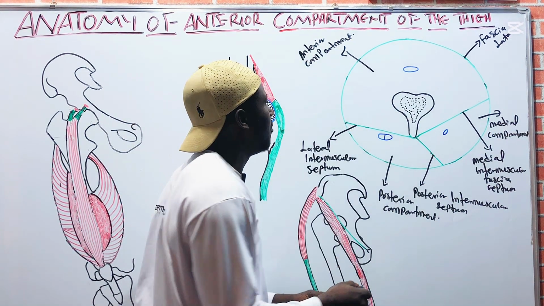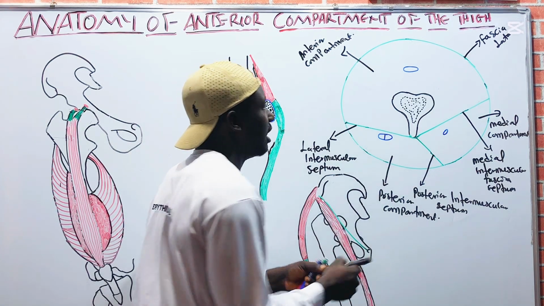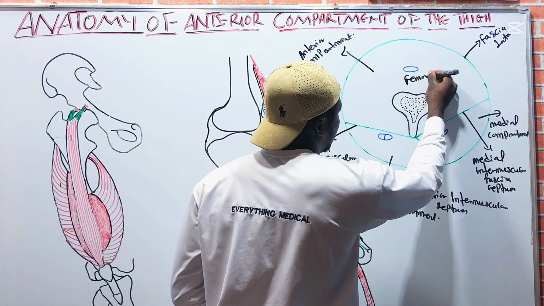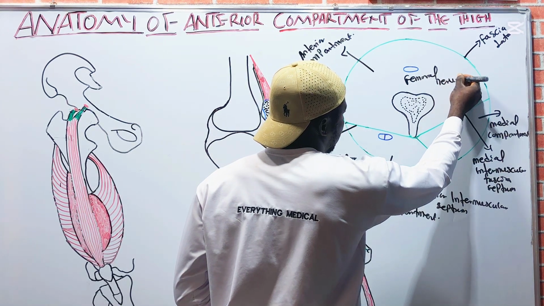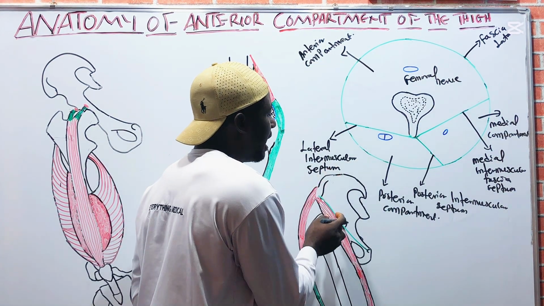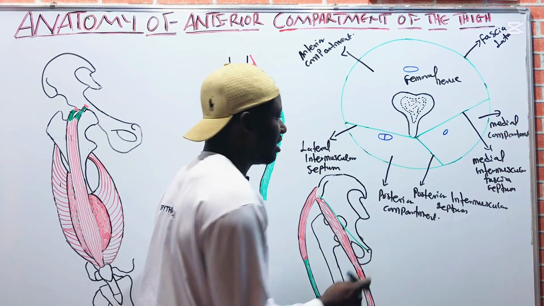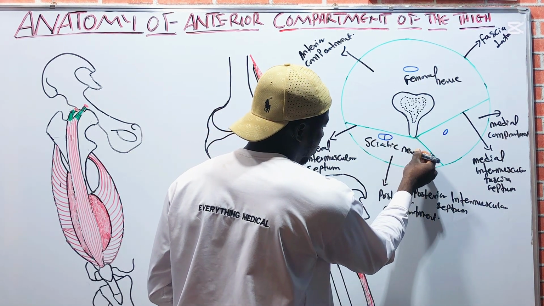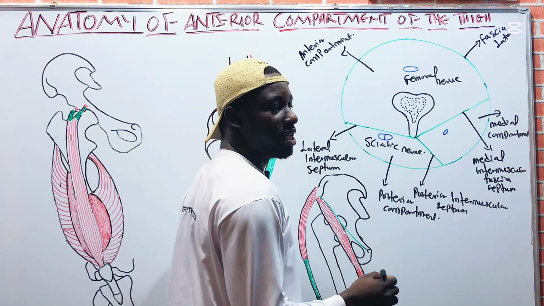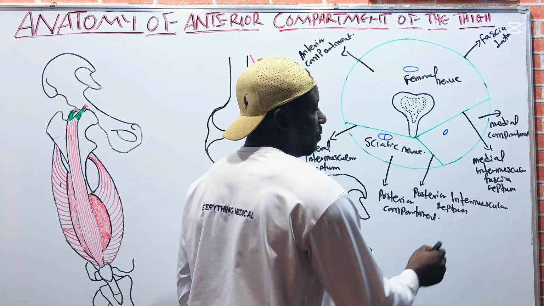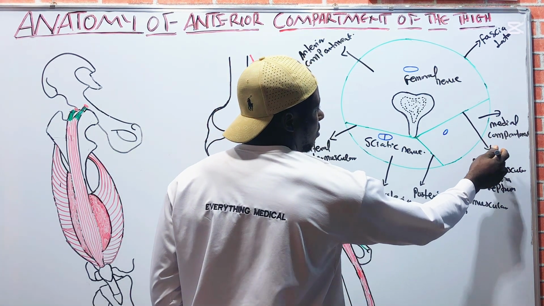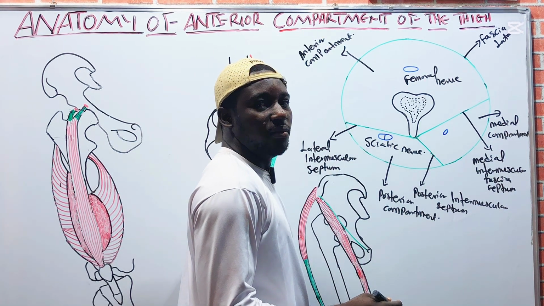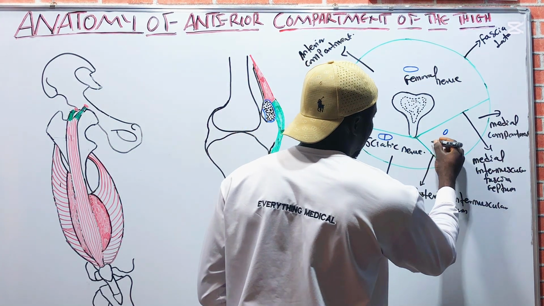So the principal nerve of the anterior compartment is the femoral nerve. The femoral nerve. The principal nerve in the posterior compartment is the sciatic nerve, while the principal nerve in the medial compartment is the obturator nerve.